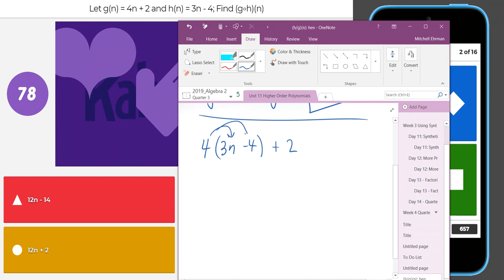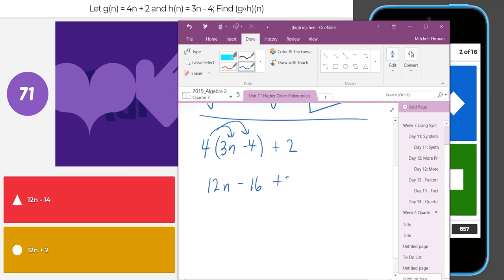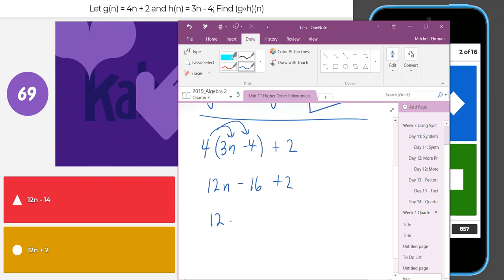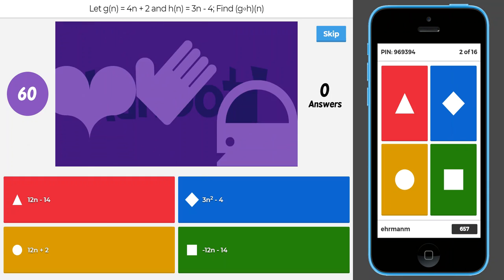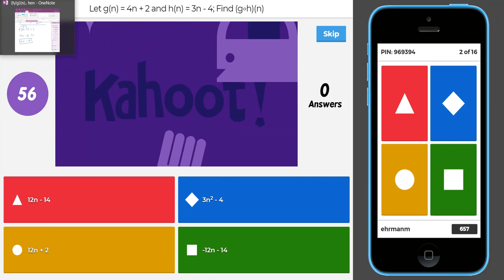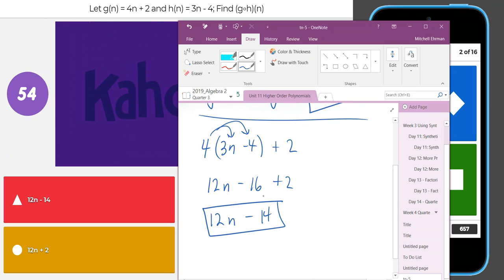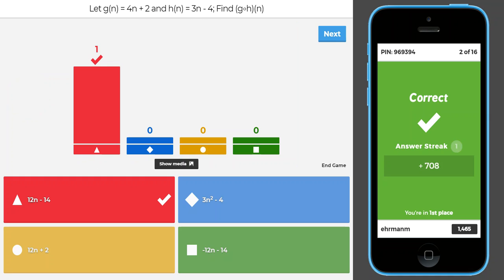We can distribute the 4 in these two cases. This will turn into 12n minus 16. We've got a plus 2 hanging out on the outside. So I like 12n minus 14 as this answer. Let's see if we've got one. 12n minus 14. I believe we've got that here in triangle. Let me double check. Yep, 12n minus 14 is triangle. So I'll make that selection on my phone. And there we go.